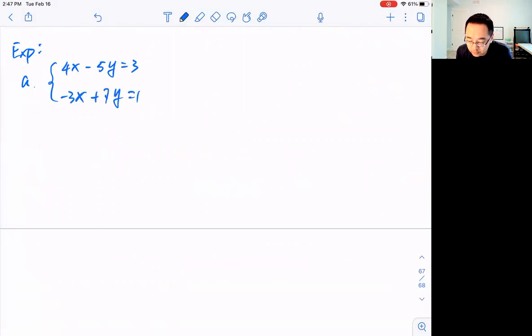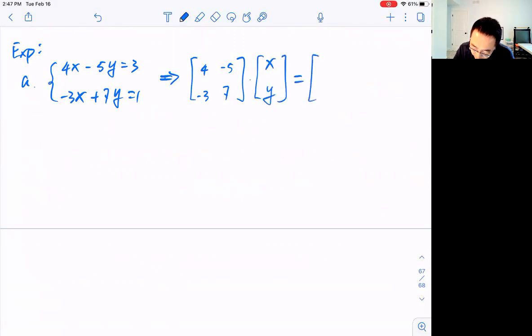So to solve this using the inverse matrix method, first of all, we want to turn this into the matrix equation. So that's [4, -5; -3, 7] times [x; y] equals [3; 1]. Now, if we call this first matrix A, this matrix X, this matrix B, then we want to find what A inverse equals.